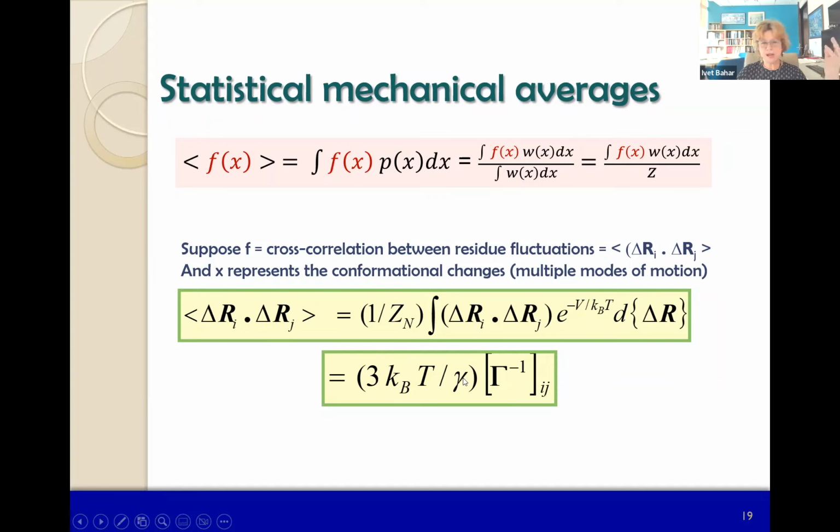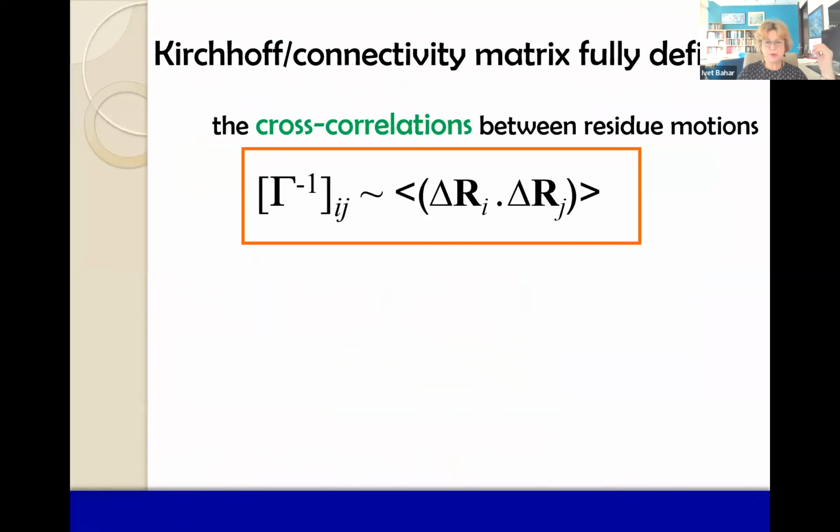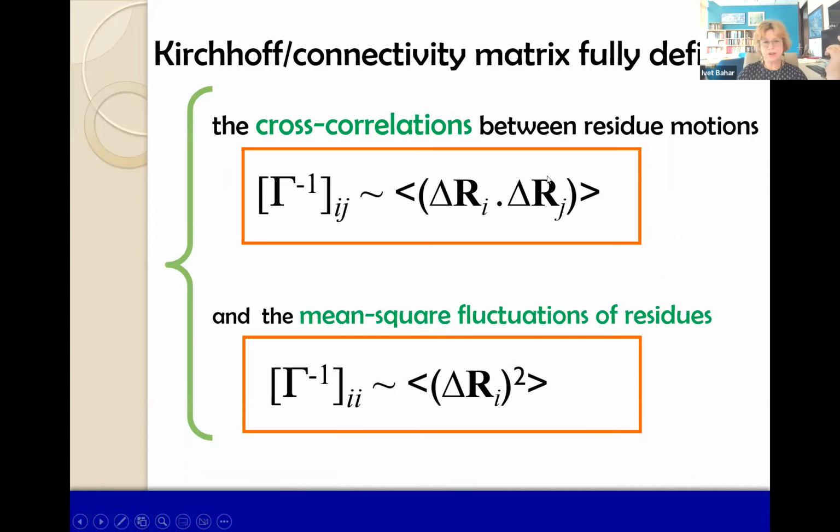Gamma, the force constant, is obviously in the denominator because the larger the force constant, the stiffer the connections, and the smaller the fluctuations, right? So gamma provides a complete description of equilibrium dynamics. In addition to cross-correlation, you can of course calculate the mean square fluctuations too, just by having I and J equal to each other. So delta Ri squared is nothing else than the mean square fluctuation of residue I, and it is proportional to the diagonal element of the pseudo-inverse.